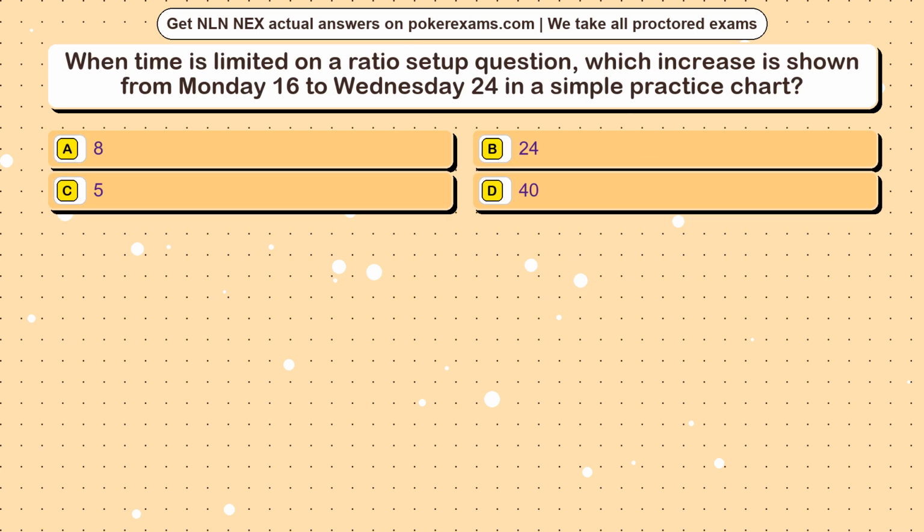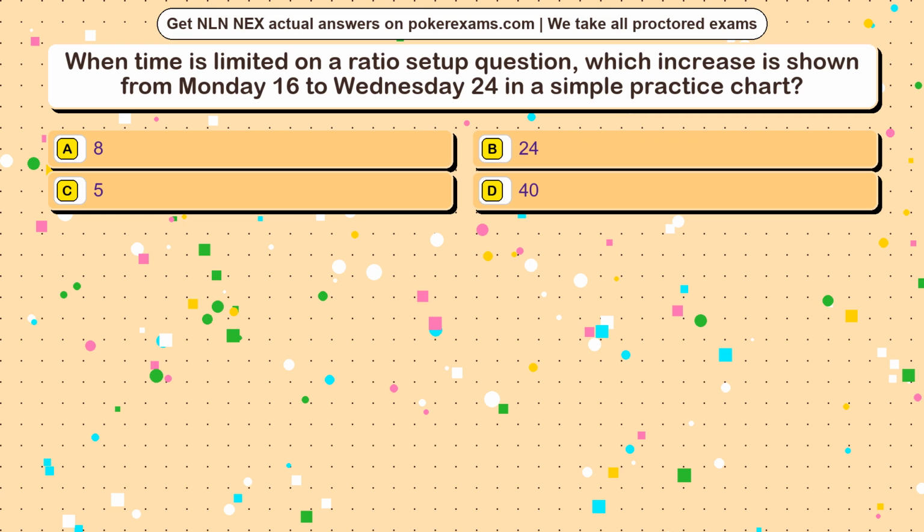Question 5. When time is limited on a ratio setup question, which increase is shown from Monday 16 to Wednesday 24 in a simple practice chart? Option A, 8. Option B, 24. Option C, 5. Option D, 40.